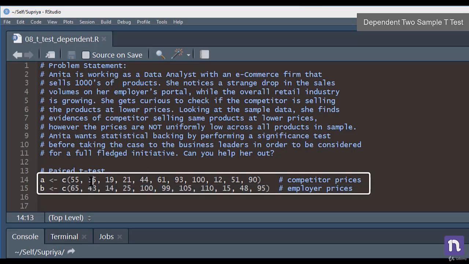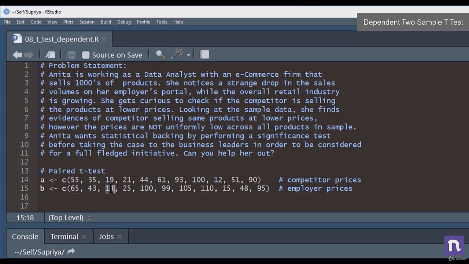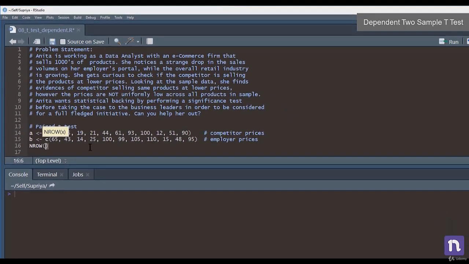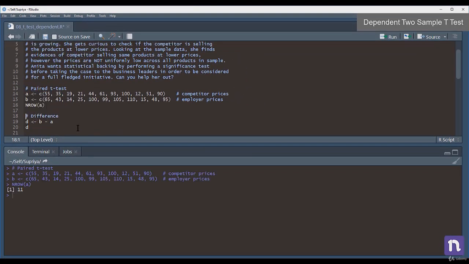So these two values are matched. 55 and 65 belong to the prices of the same product on the two different portals. Likewise, 35 and 45 is matched, 19 and 14 is matched, and so on. The total number of elements in both of these vectors is 11. Totally, there are 11 prices for both of these vectors.